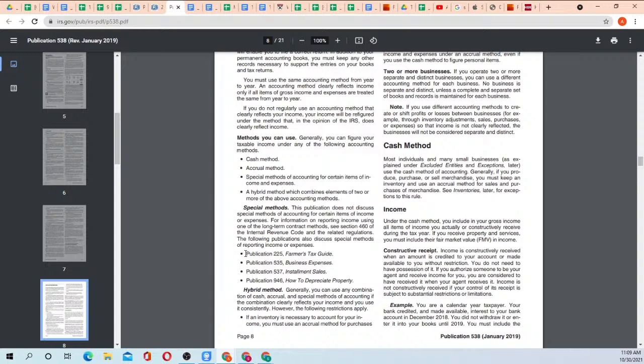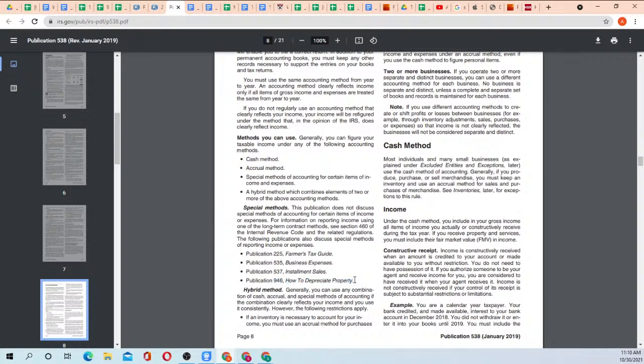So they say that, okay, we have a farmer's tax guide here. So if you are a farmer, your accounting might be different from accrual and cash method for tax purposes. If you do installment sales, that might also be like leases. If you're involved with leases or other types of installment sales, you might have a different accounting.